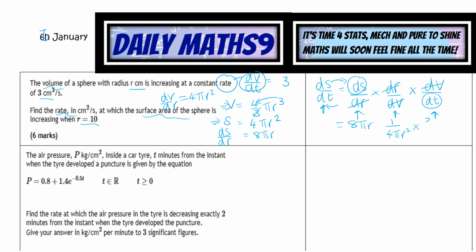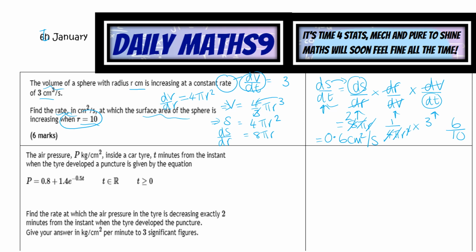And then times by 3. So let's cancel the pi's top and bottom. The 8 and the 4 will just leave us 2. The r and r on the bottom. So what have we got? We've got 2 times 3, which is 6 over r. And it's asking us for when r is 10. So let's put 10 there. So overall, we've got 0.6, and that will be centimetres squared per second.